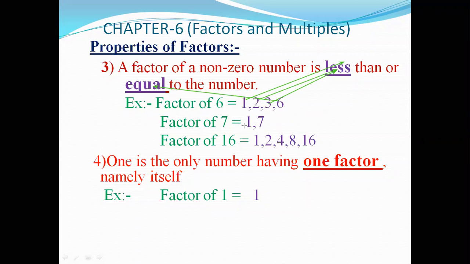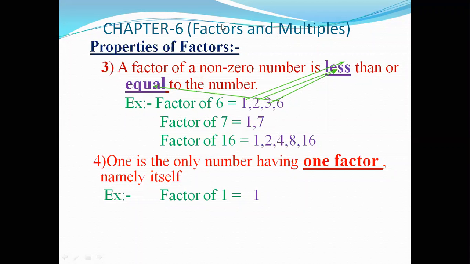Similarly, for the factors of 7, which are 1 and 7, 7 is equal to 7, and 1 is less than 7. And once again, factors of 16: 1, 2, 4, 8 are less than the given number, and 16 is equal to the number.